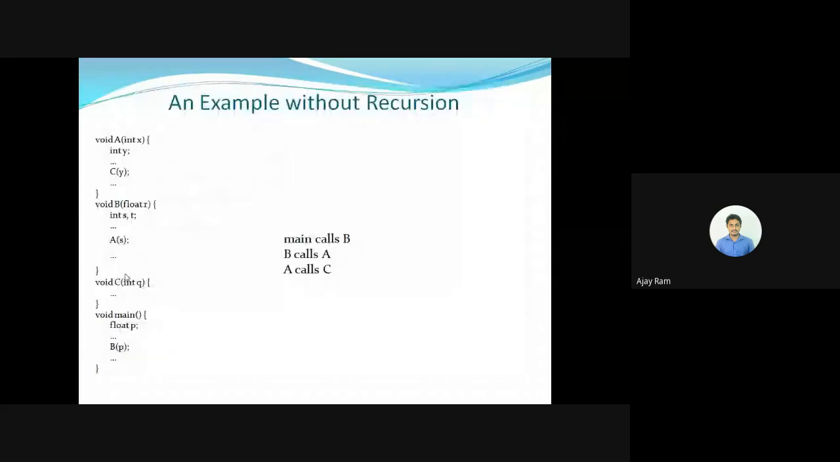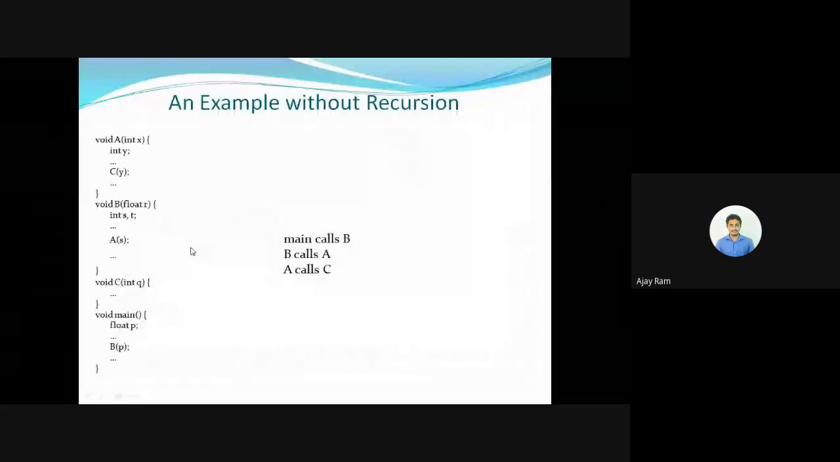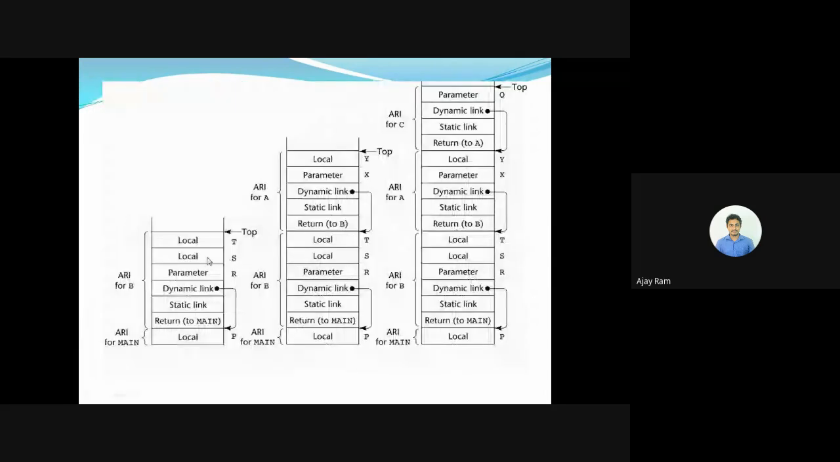So let's see the main function, and main is calling B. We can see here the main function. The main is calling the activation record B. So in the subprogram B, we have one parameter R and two local variables S and T. So we have written two local variables S and T and one parameter R. The dynamic link, static link, and return address are common. This is the representation of the activation record B.